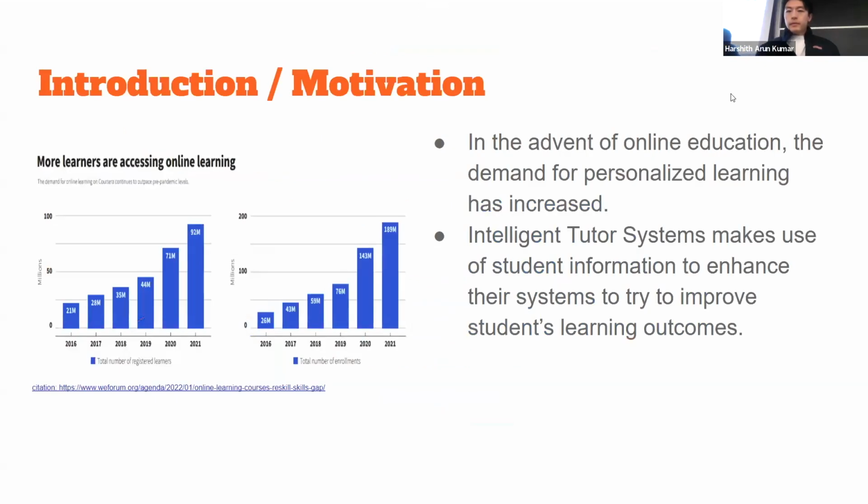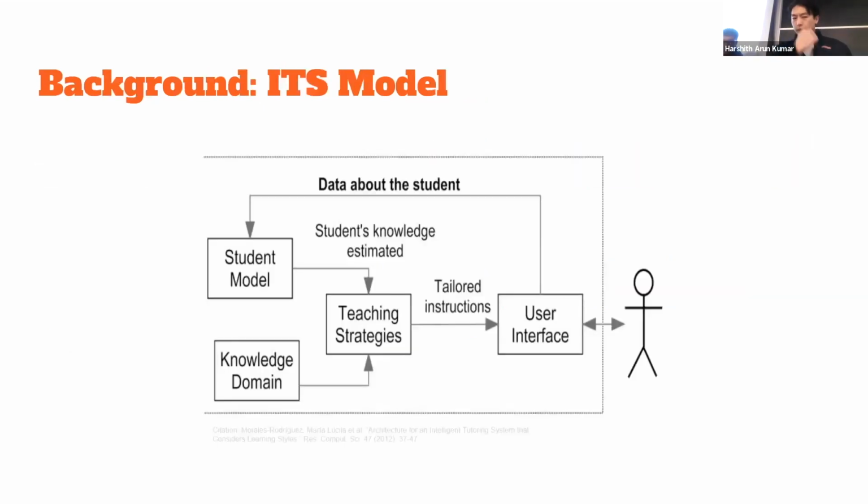Online education has been an increasing phenomenon in demand over the last few years. With that, we have intelligent tutoring systems that make use of a lot of student information to improve student learning outcomes. That's just saying that we have a lot of systems out there that promote online education to personalize learning. For a specific course, these systems will have a specific teaching strategy that is tailored towards the student.